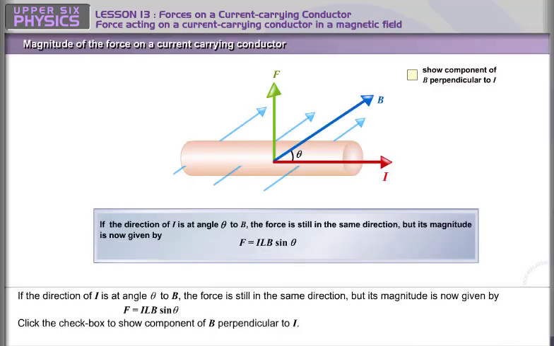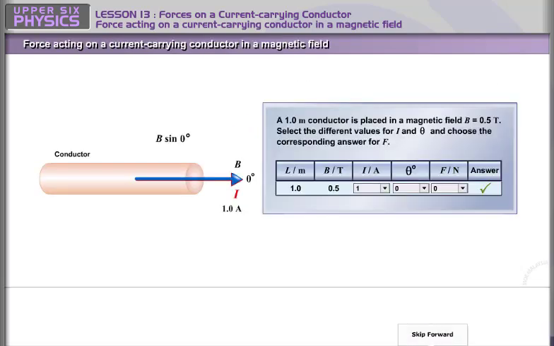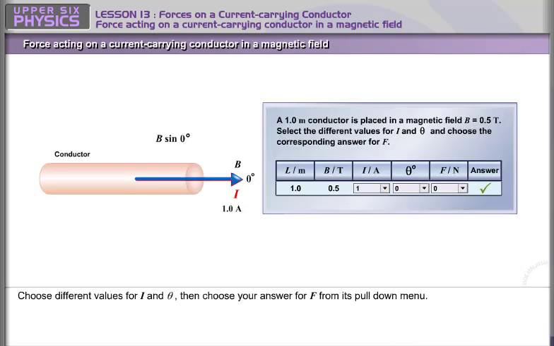If the direction of I is at an angle theta to B, the force is still in the same direction, but its magnitude is now given by F equals ILB sine theta. Click the checkbox to show component of B perpendicular to I. Choose different values for I and theta, then choose your answer for F from its pull-down menu.